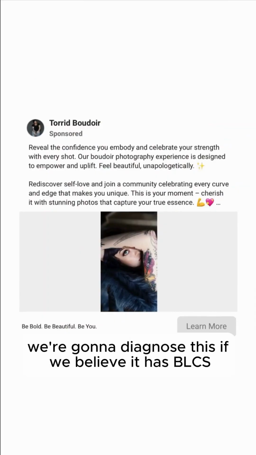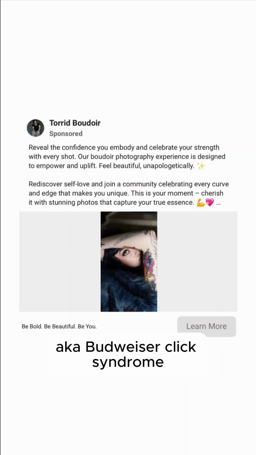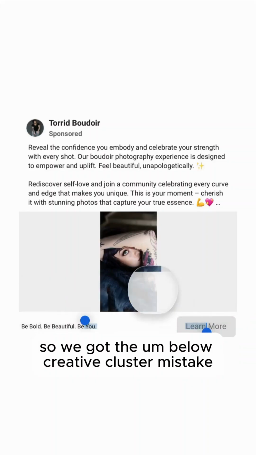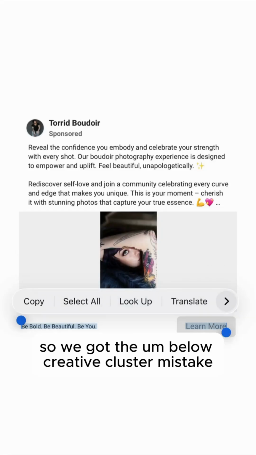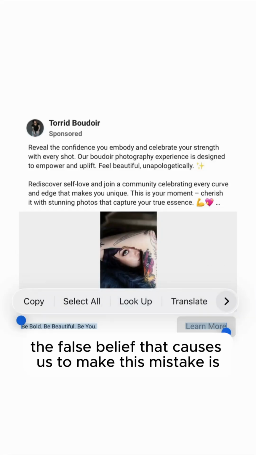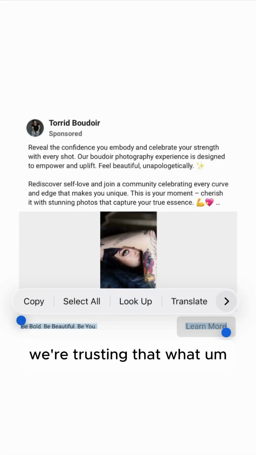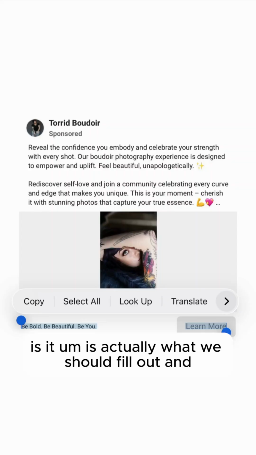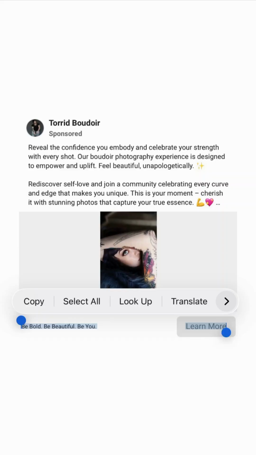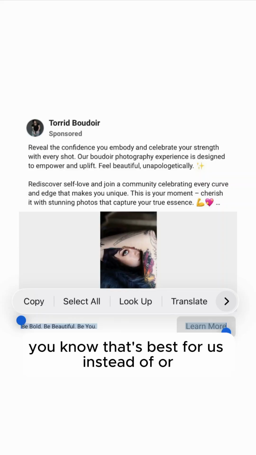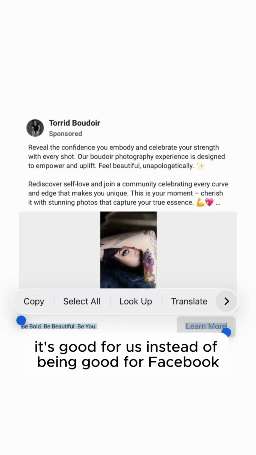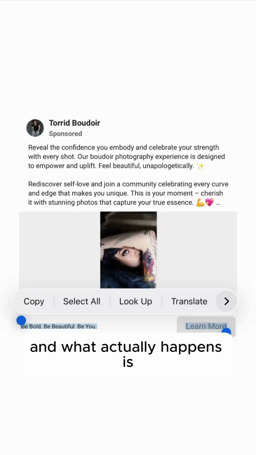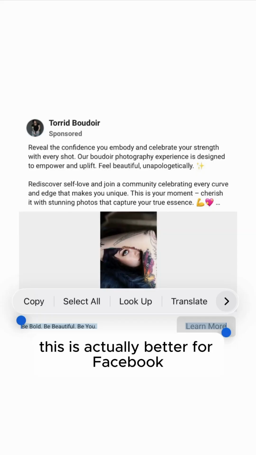All right, now we're going to diagnose this if we believe it has BLCS, aka Boudoir low click syndrome. So we've got the below creative cluster mistake. The false belief that caused us to make this mistake is trusting that what Facebook is telling us to fill out is actually what we should fill out, and that it's best for us, or good for us, instead of being good for Facebook. What actually happens is this is better for Facebook, so it's worse for us.